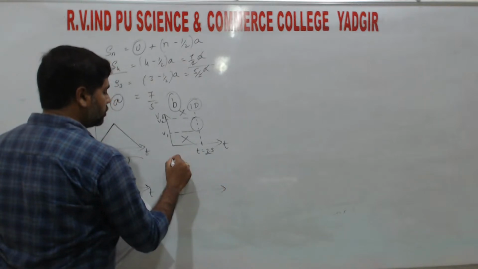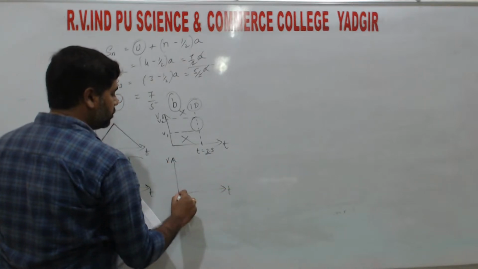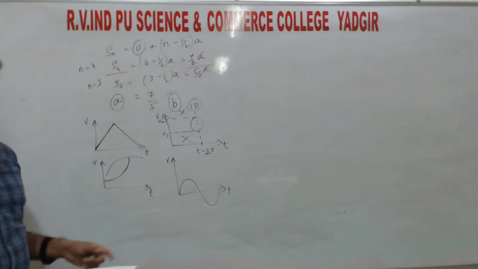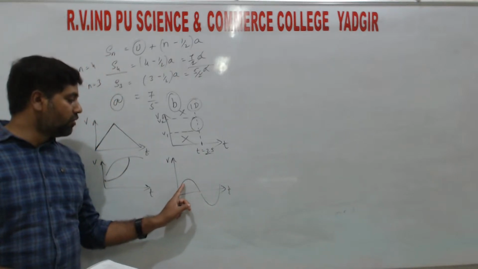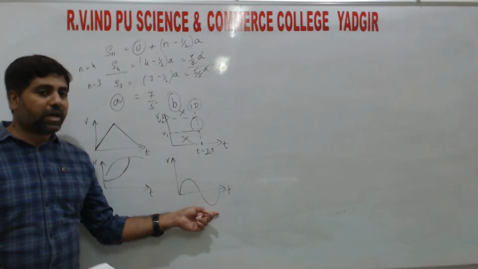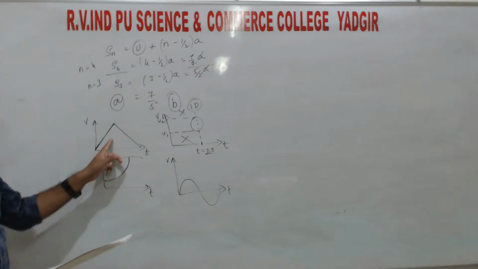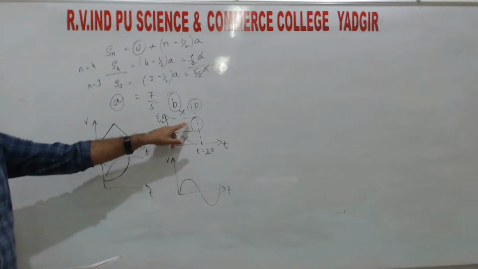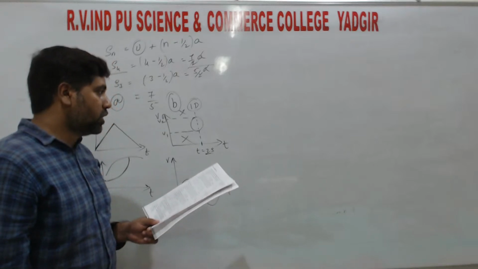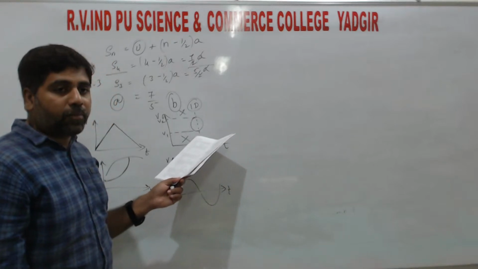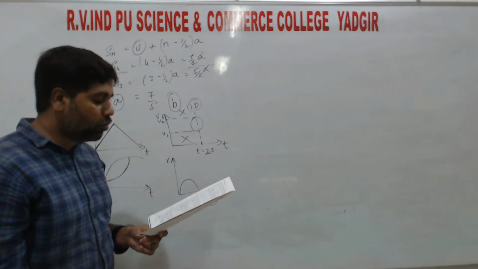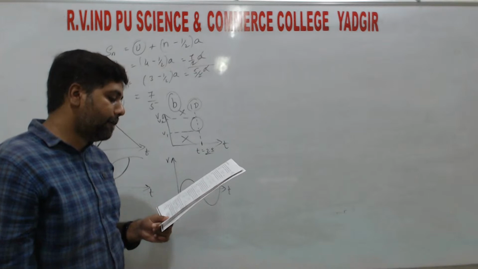Again, here v-t, a sine curve is coming. This also represents one dimension motion. That means as time changes, velocity changes. Once we get positive velocity, next we get negative velocity. So all these three represent one dimension motion. This circle will not represent the motion in one dimension. A circular path represents two dimensional motion, that is motion in a plane.